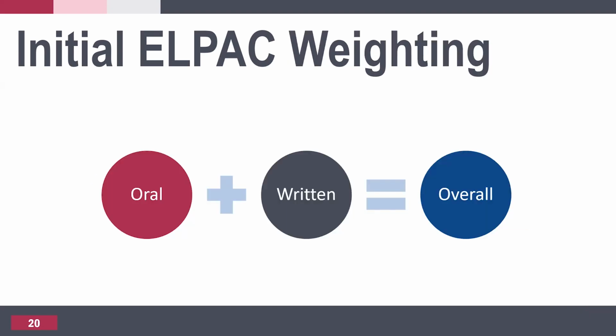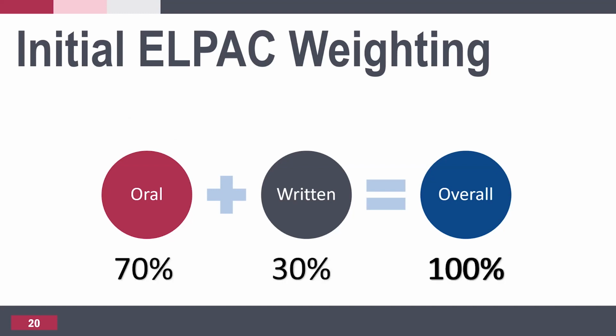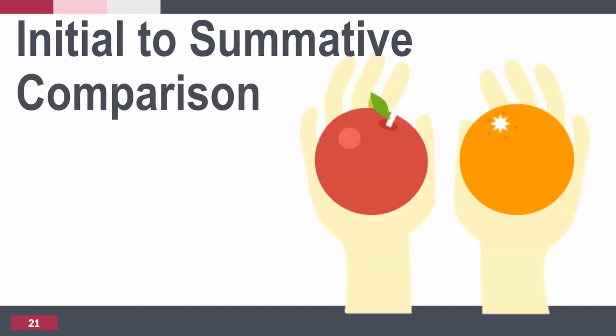Now let's look at the weighting of the initial ELPAC, or again, the value assigned to each composite. In kindergarten, the weighting of the initial ELPAC overall score is 90% oral language and 10% written language. In grade 1, the weighting is 70% oral language and 30% written language. In grades 2 through 12, the weighting is 50% oral language and 50% written language.